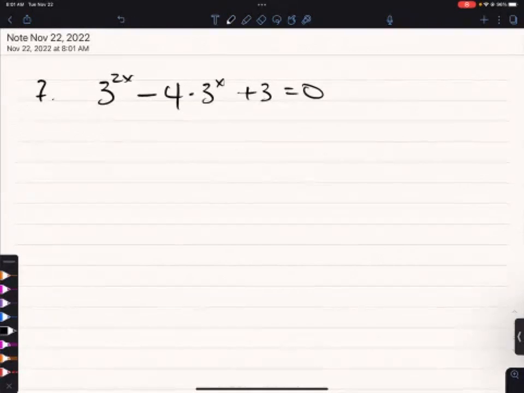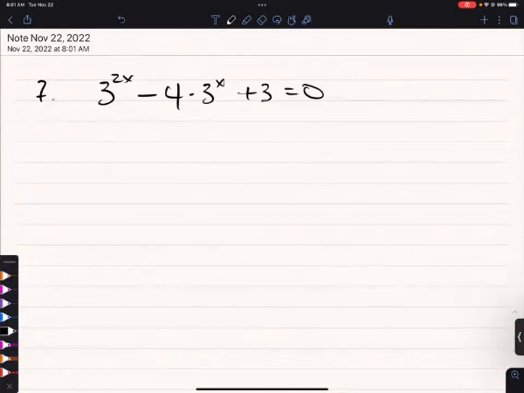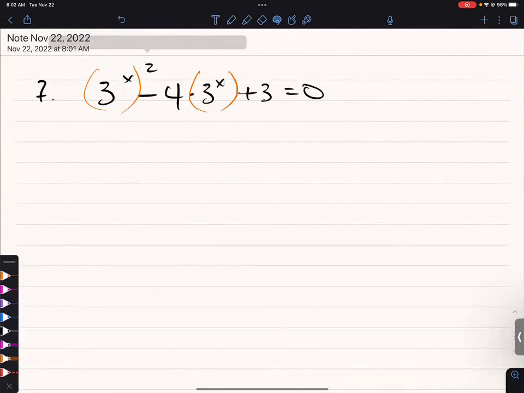Okay, so 3 to the 2x minus 4 times 3 to the x, plus 3. It might help to think of these as grouped like that. The 3 to the 2x, it might help to think about it this way, that's the same thing as 3 to the x squared.